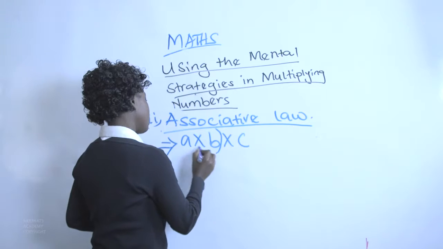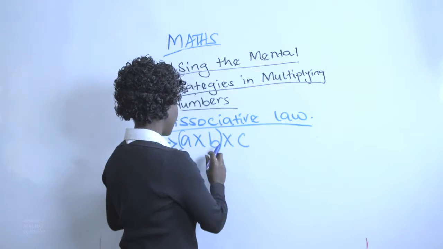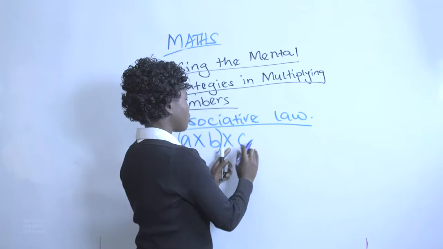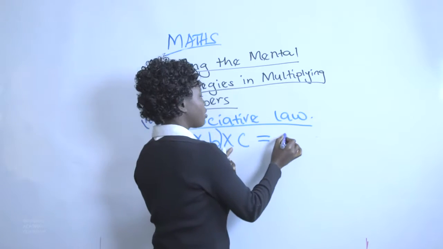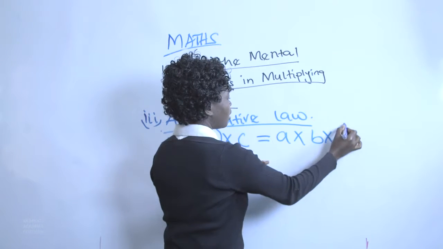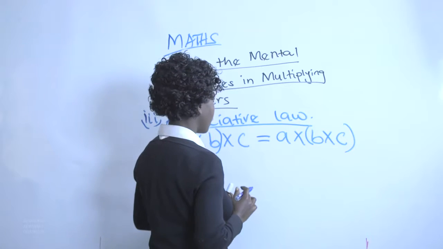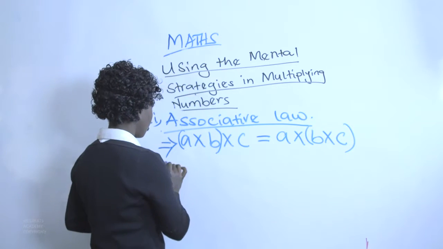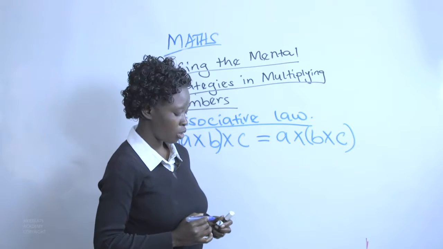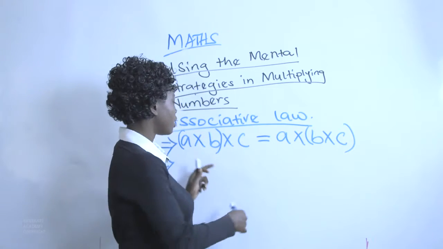times C, then A times B, if I start with the first pair, that is A times B, then I multiply later on times C, it will just be the same as multiplying the second pair first, that is B times C, then the answer obtained, you multiply it by A. So with associative law, it doesn't matter which pair of the multiplication you are going to start with.